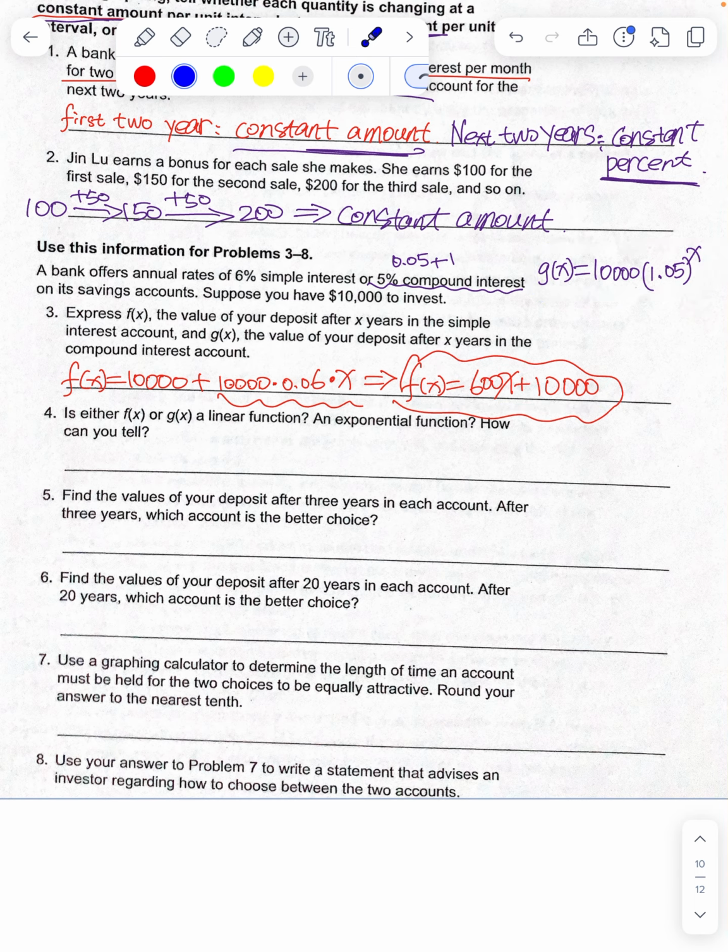Okay, is either f of x or g of x a linear function? Yes, f of x is at least linear. F of x, we have slope-intercept form, right? 600 times x. There's no x squared, no x exponent, and no divide by x. So a number multiplied by x and add a number. Yeah, f of x is linear.